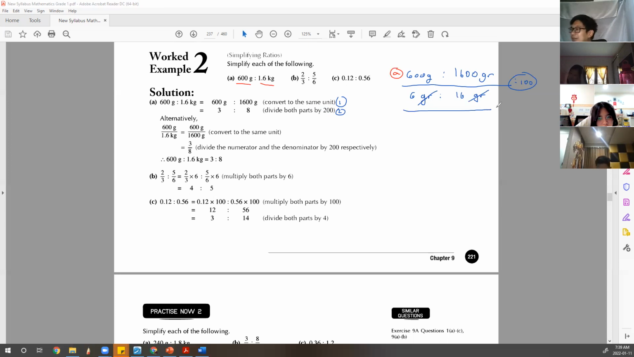Terus masih bisa disimplify. The most simple part is the ratio. 2 by 8. Salah, salah bagiannya, sorry. Divide by 2, so 3 by 8. Right? See? Ini nggak usah langsung divide by 200 juga nggak apa-apa, guys.